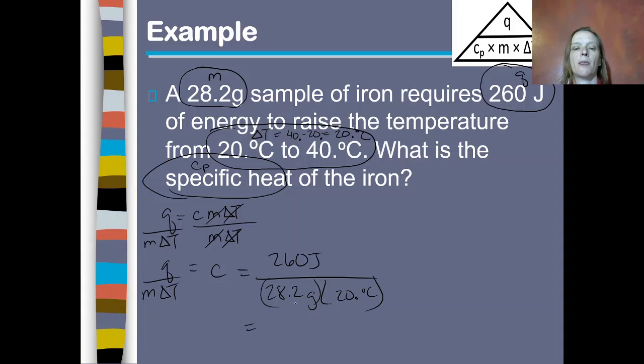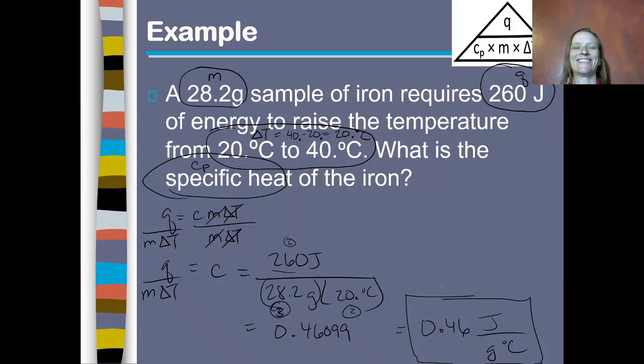And my calculator gives me an answer like 0.46099, but of course I have to think about significant figures. I have 2 sig figs here, 3 here, and 2 here. So my final answer has to have 2 significant figures, which will be 0.46. And of course I need units. Joules divided by grams degrees Celsius is my final answer. I hope this helped.